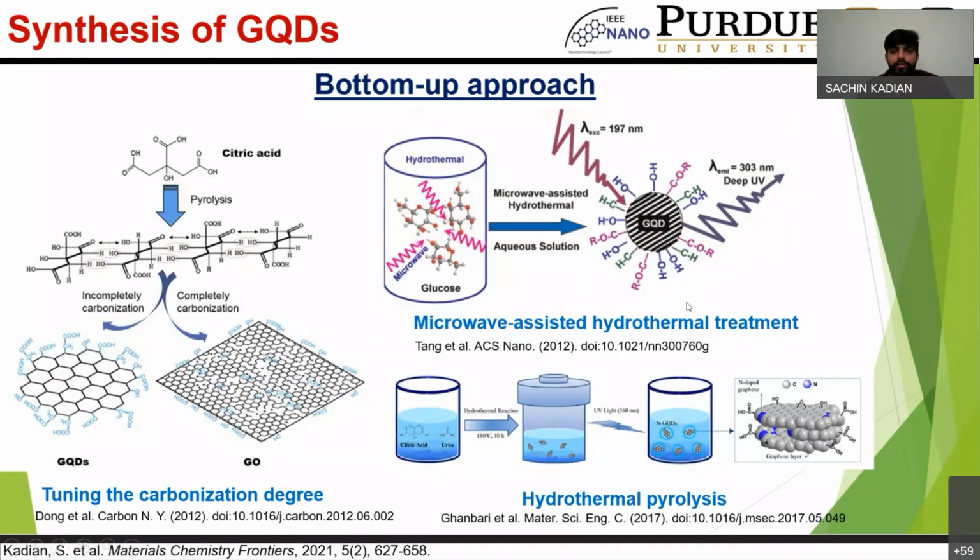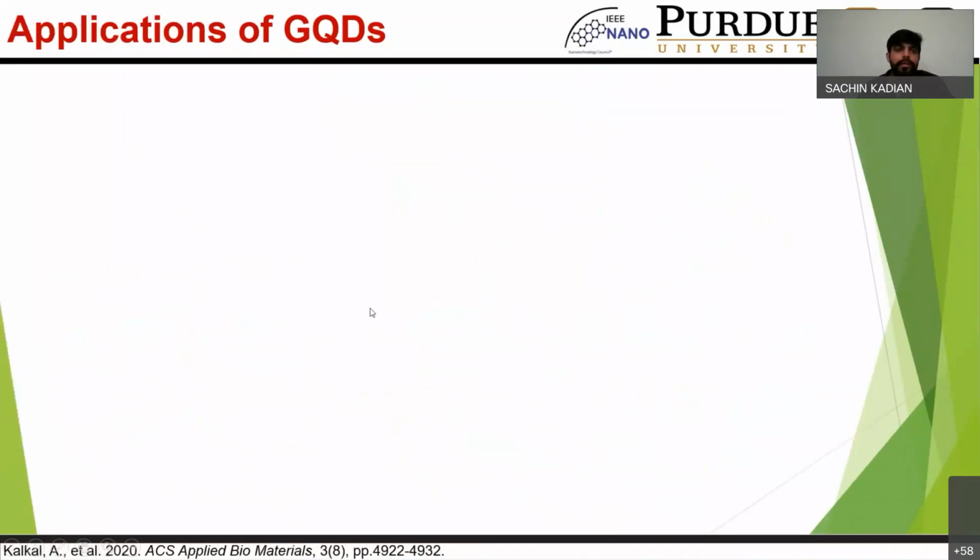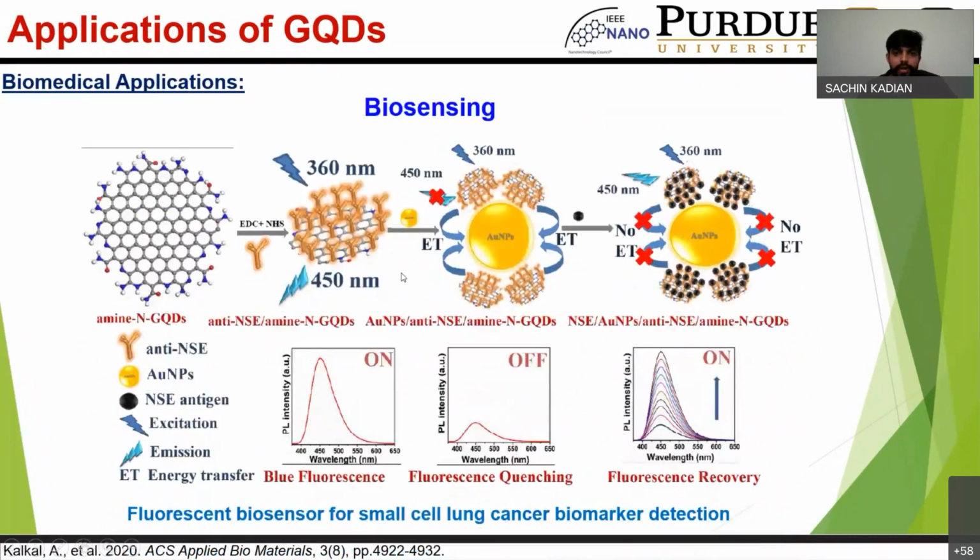And now, because they are easy to synthesize, and they can be functionalized with different functional groups, and they can be doped with different heteroatoms, they have been used in several applications. So now I'm going to discuss applications of GQDs. First I will talk about biomedical applications. In this, the first one is biosensing.